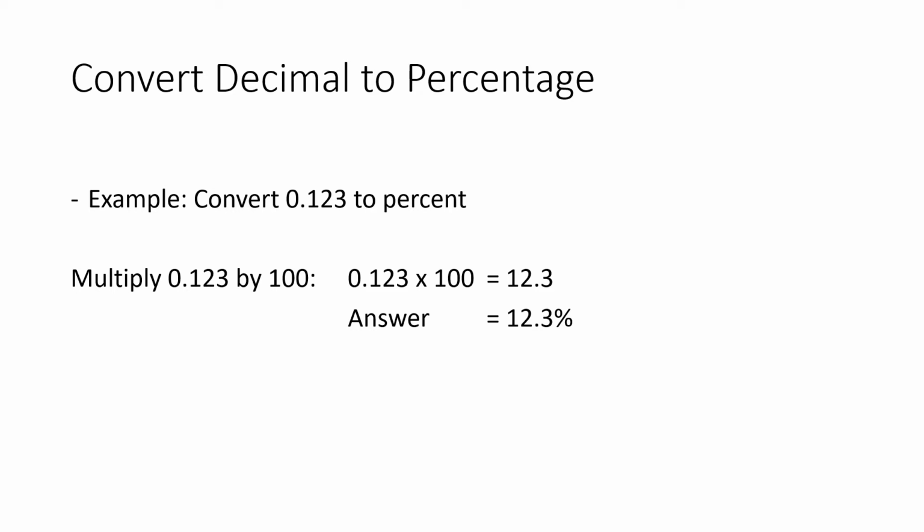In this example, convert 0.123 to percent. As we read earlier, we need to multiply the decimal number, which is 0.123, by 100. Once you have the calculated answer, you place a percentage sign, as we have done here. When we multiply 0.123 by 100, the answer we get is 12.3. For the final answer, we just place a percentage sign next to the calculated answer. So the answer is 12.3%.